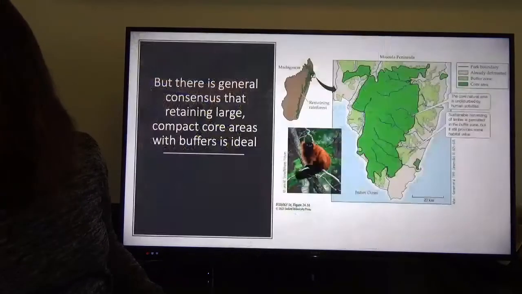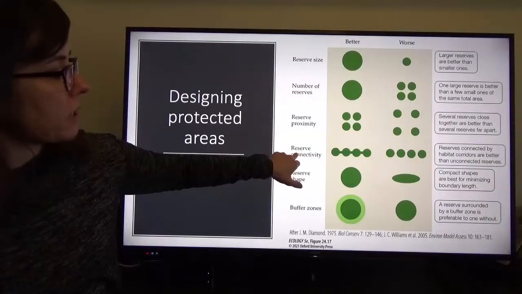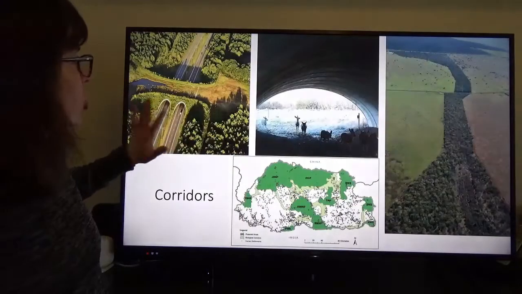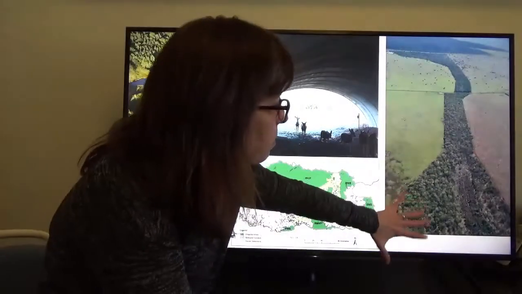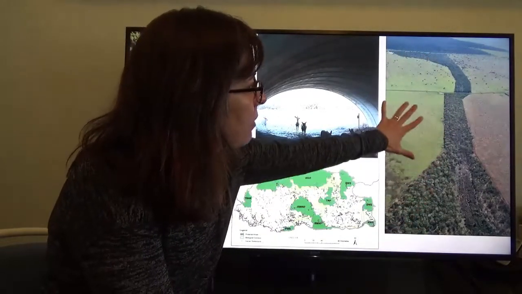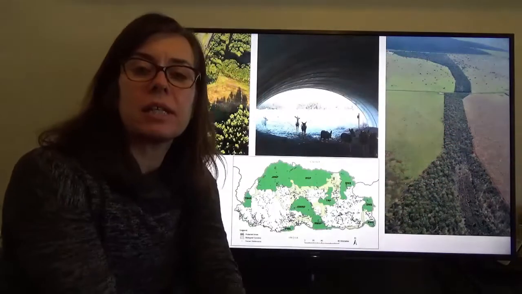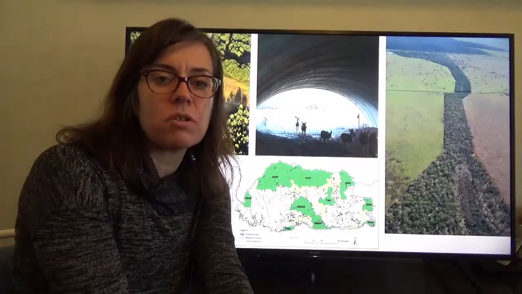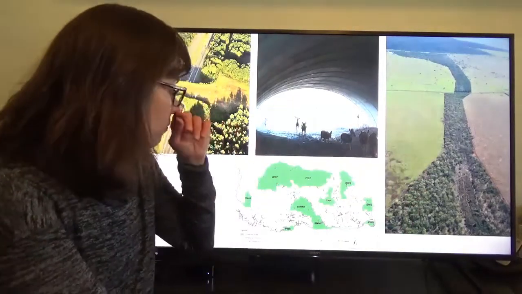Okay, just to flip back here, we talked about this aspect of reserve connectivity and corridors. And this is just to show you what some of these corridors can look like. So here we have an example where maybe we have two fragments of forest and this agricultural area surrounding it. And this narrow strip of forest has been left in place and provides a kind of safe haven for organisms to move between one fragment patch and the other. Okay, so this is an example of what a corridor could look like.